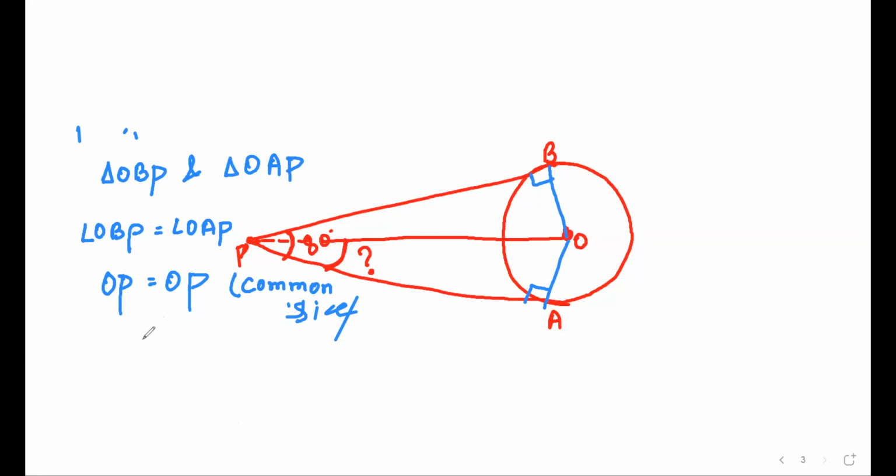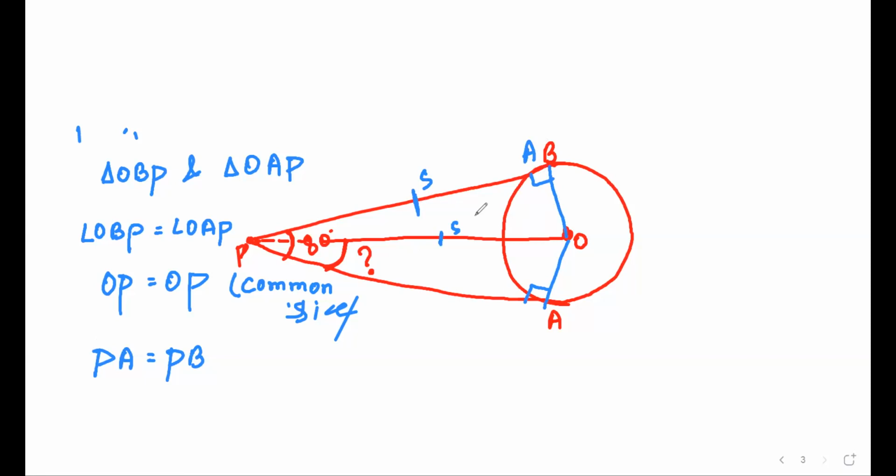Now the next one is, we know PA will be equal to PB, because from a common point, if we drop tangents, those tangents will be equal to each other. So these three conditions, what is the condition? We got one of the sides same, we got another angle same, and then we got here also side same.